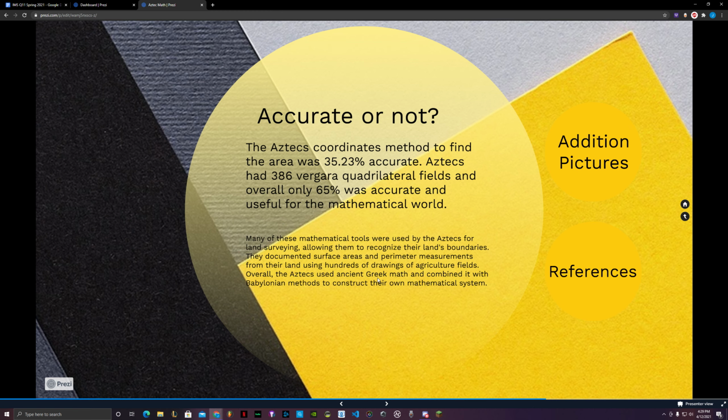This was also useful in the mathematical world. What the Aztecs did, they didn't like to use or copy other mathematical systems like the Babylonians or Greeks. So they didn't want to do those types of math. What they did is they combined Babylonian math and Greek math, and they constructed their own mathematical system.